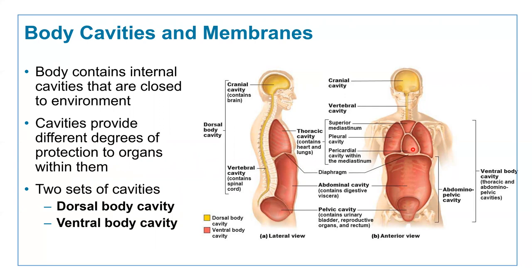Now, the thoracic cavity is divided into smaller cavities: two pleural cavities, right pleural cavity and left, and this is where the lungs are located. Then this cavity in the middle is called the pericardial cavity. And on the top is the superior mediastinum. It doesn't say so over here, but the superior mediastinum and pericardial cavity together make the mediastinum. So what is the mediastinum? The mediastinum is a region in your body behind the sternum, and it includes the superior mediastinum and pericardial cavity. Now, the abdominopelvic cavity can be divided into the abdominal cavity, which contains digestive viscera, and the pelvic cavity, which contains the urinary bladder, reproductive organs, and rectum.